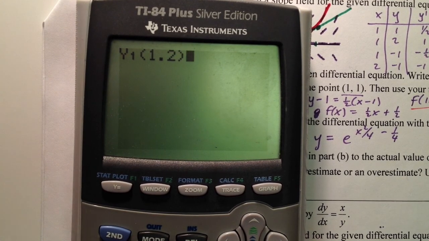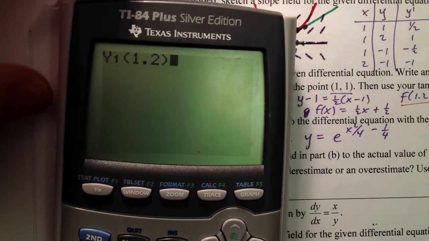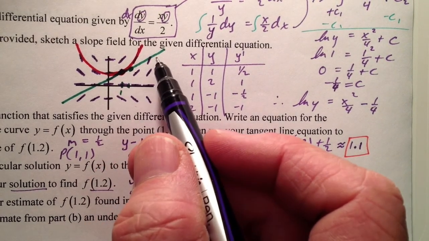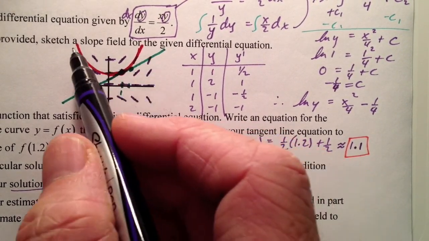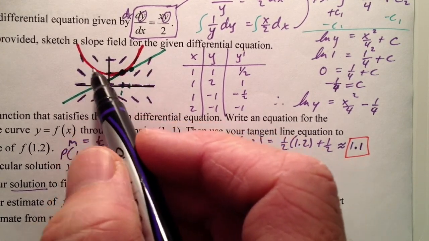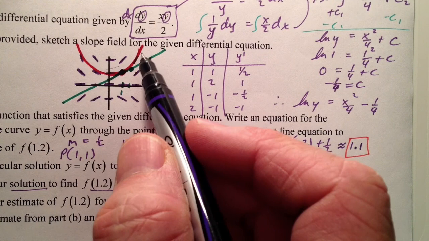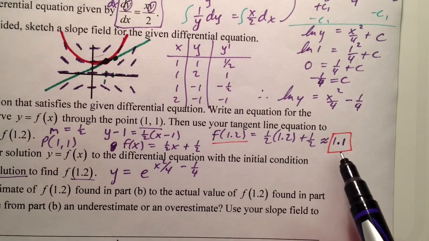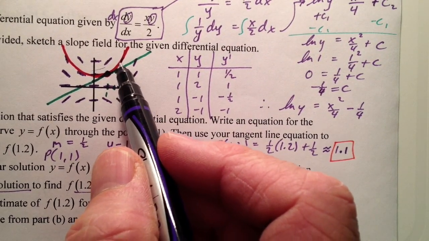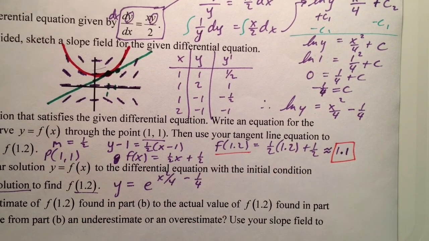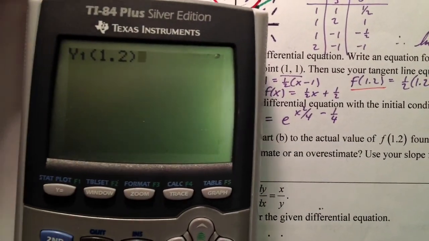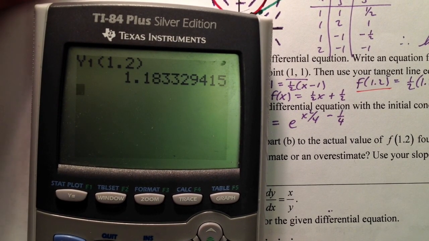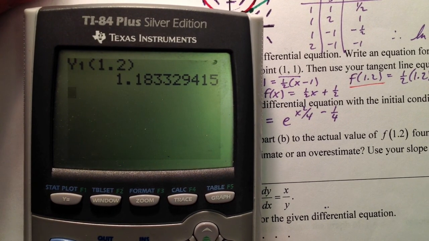And remember what we said, that the f of 1.2 estimate that we used the tangent line for, we got 1.1. Now clearly you can see that due to the slope field, you can see that it's concave up. The slope field shows that the particular solution is concave up right there through this point, and therefore our tangent line approximation of 1.1 would be too low because of that graph of the function being concave up.